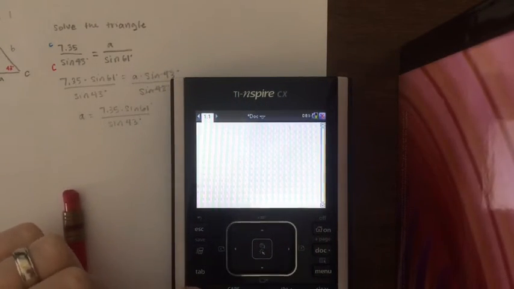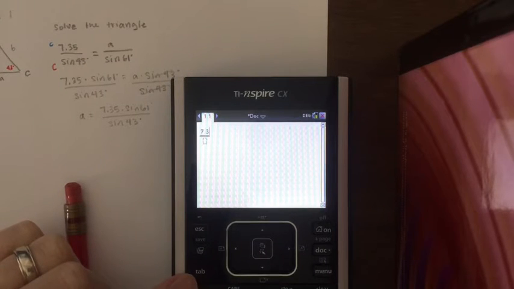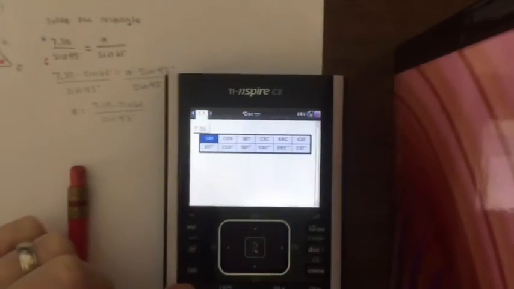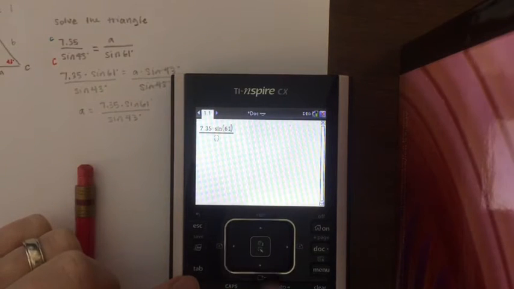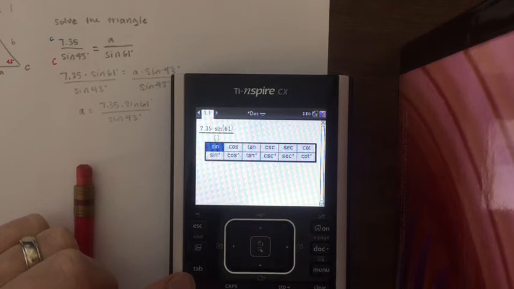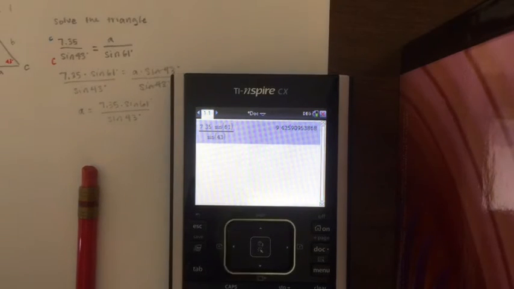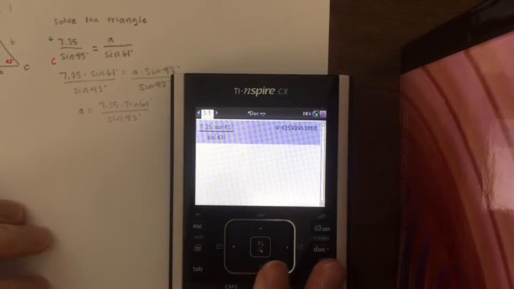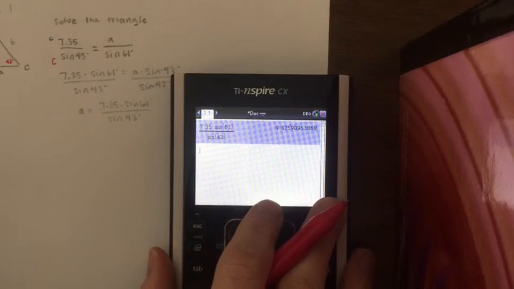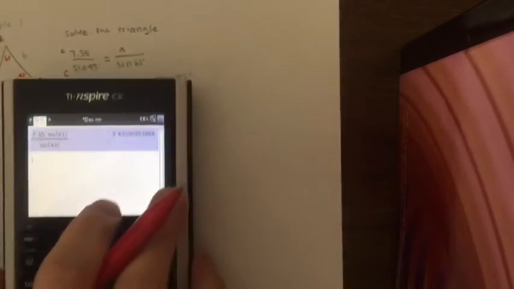So make sure you're in degrees, not radians. So we would do 7.35 times sine of 61, and then divide that by sine of 43. Hit enter, we get 9.425. They didn't tell us where to round to. Let's just round to the thousandths place.